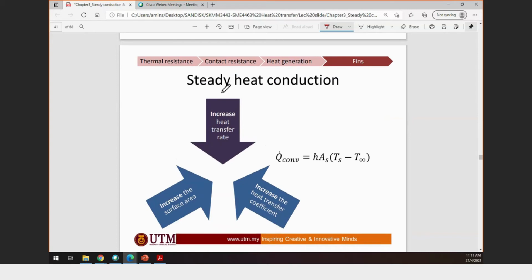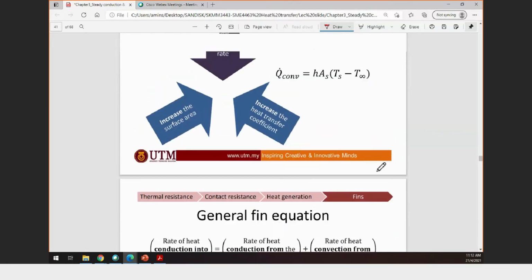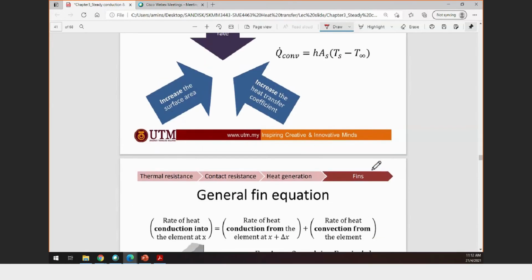So in general, in order to analyze fins, we have to consider heat conduction analysis as well as heat convection analysis. This topic is actually an introduction to the convection calculation, before we go to the convection analysis in much more detail. Okay, let's say we want to start to analyze the fin.